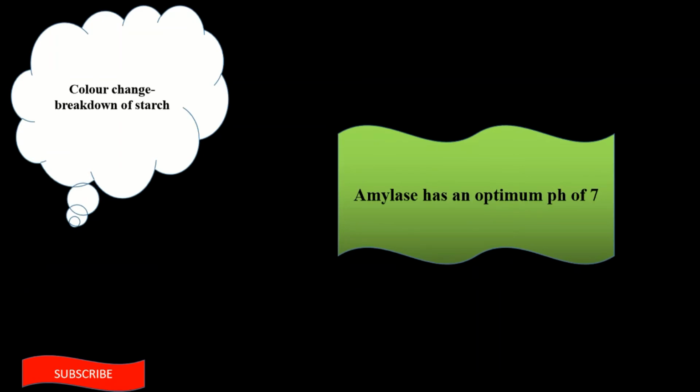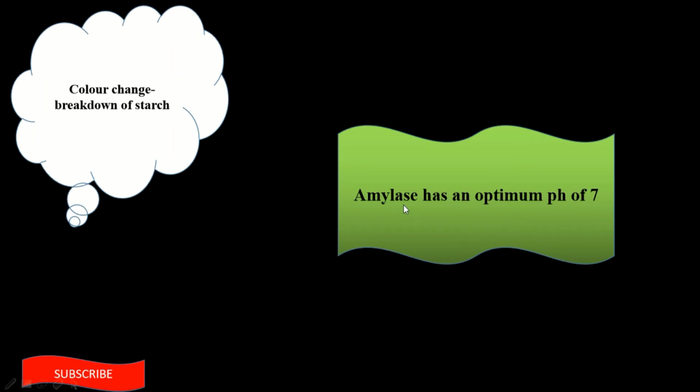Now, before we start interpreting our results, we are asked to remember the following. We are asked to remember that when there is color change, that is an indication that starch was digested. When your iodine solution changes from blue to yellow, that is to show that amylase digested starch. Now, because amylase digested starch, starch is no longer present in a test tube.